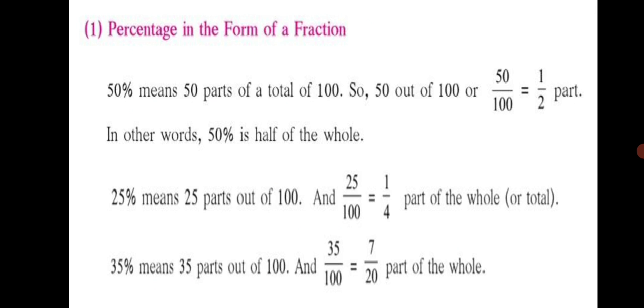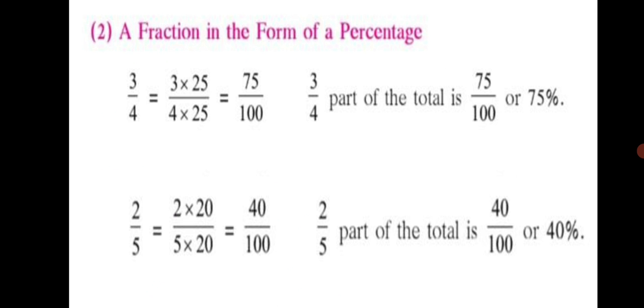25% means 25 parts out of 100. So percentage basically means out of 100. And 25 upon 100, if we write in the fraction form and reduce it, you will get 1 upon 4, which is a part of the whole or total. 35% means, yes, you got it right, 35 parts out of 100. And 35 upon 100 is equal to 7 upon 20 part of the whole. So this is called percentage in the form of a fraction.